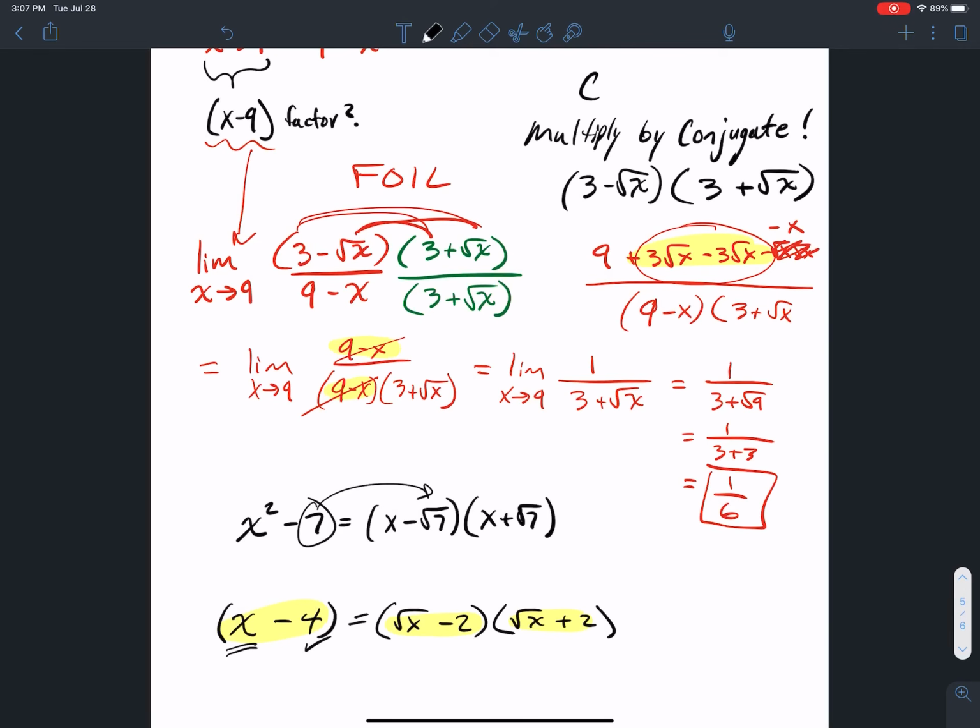If not, multiplying by the conjugate is a great way to get to your answer.